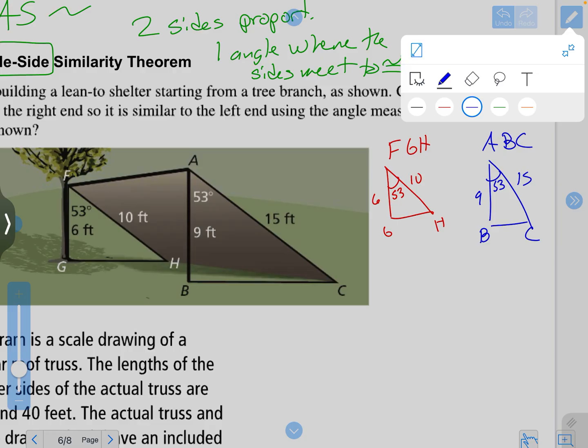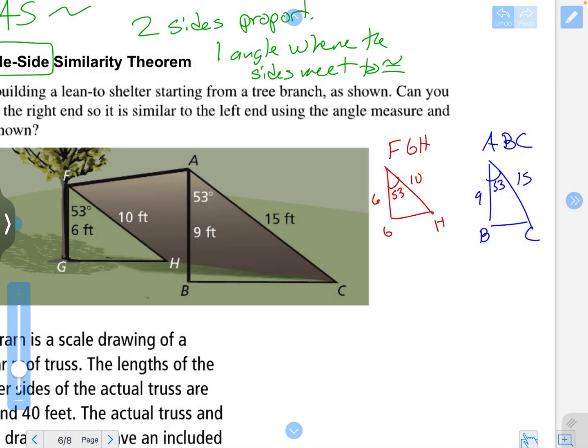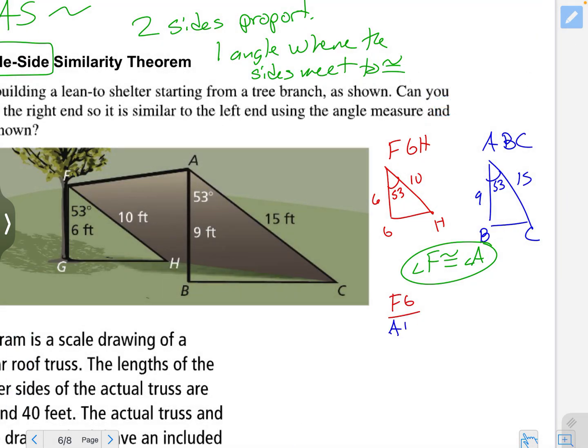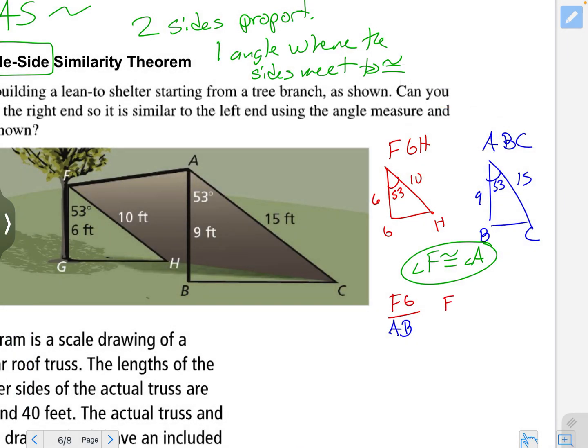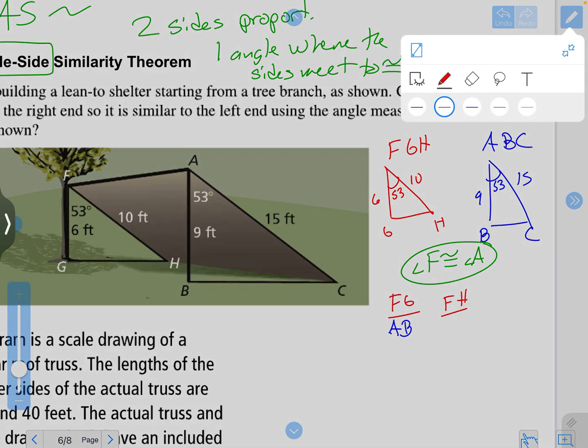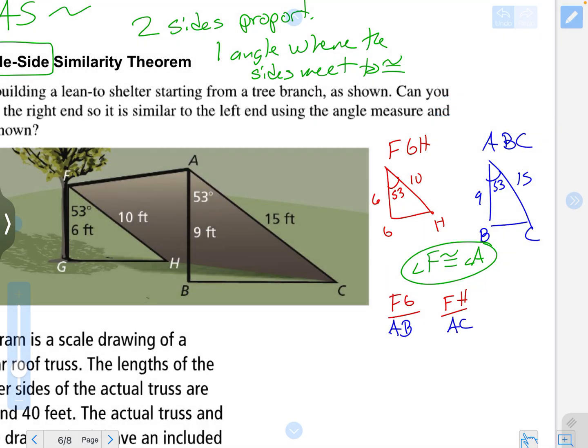So we know that the two angles where the sides meet are congruent. So we know that angle F is congruent to angle A. And so that's one part. Now we have to make sure that FG is proportional to AB, and we also have to make sure that FH is proportional to AC.